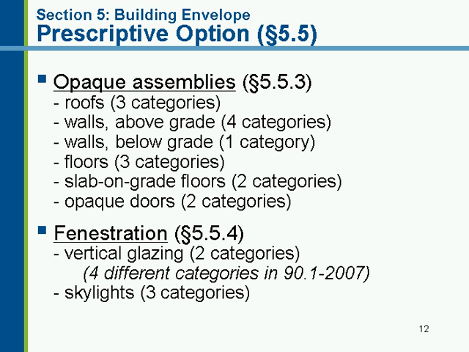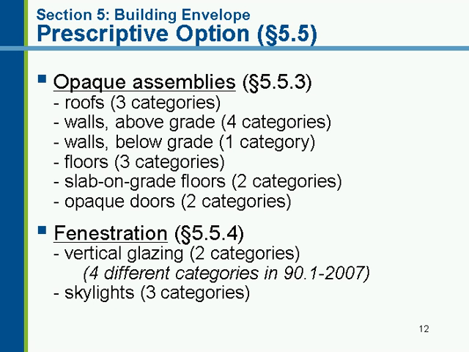Let's move on to the prescriptive option. So this is section 5.5. Within this, there are 2 general categories, opaque assemblies and fenestration. Fenestration being windows, doors, or glazed doors and skylights.